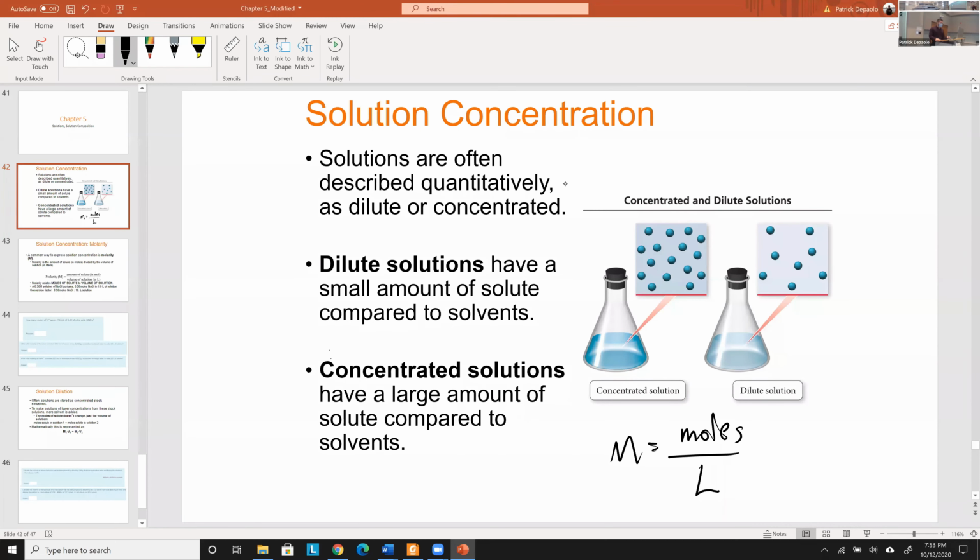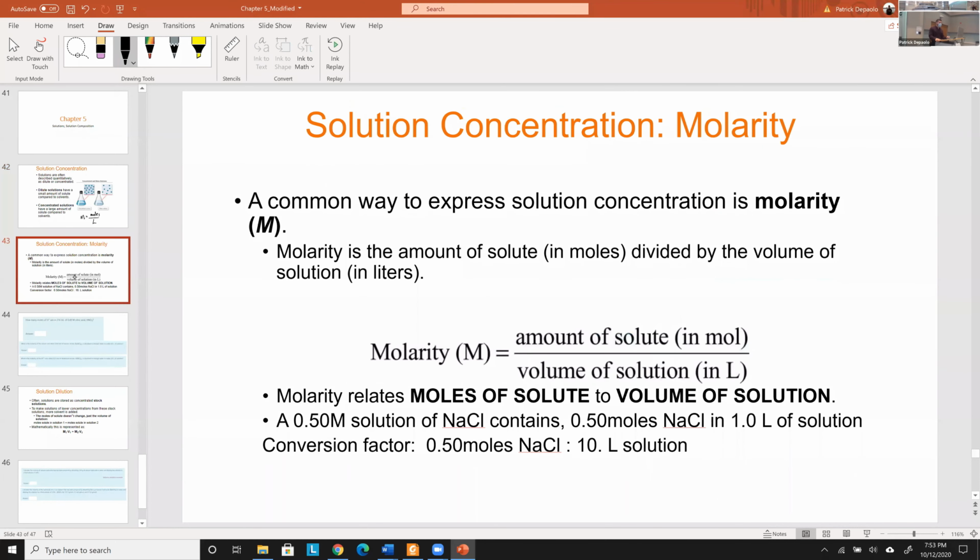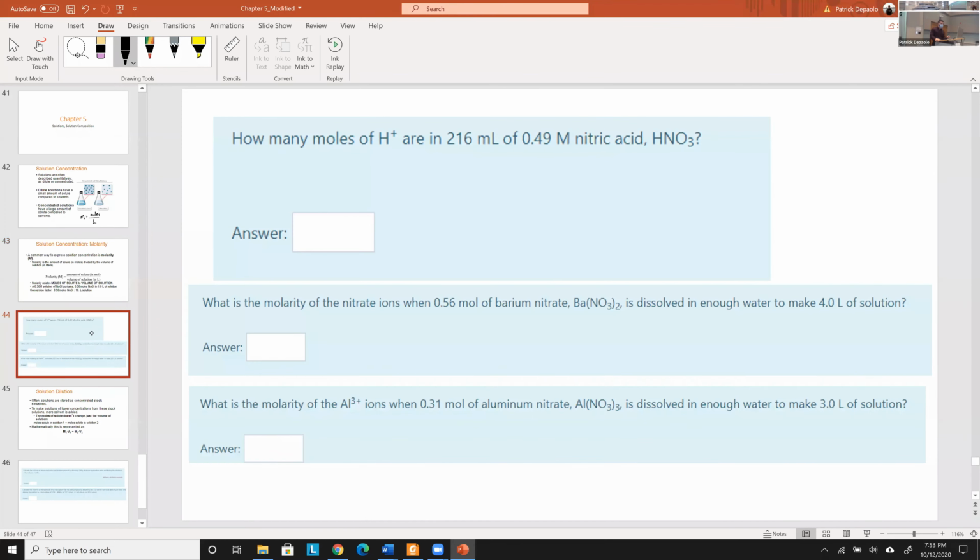So yeah. And there's molarity, there's the equation. Yep, we saw that already. Okay. Let's do examples. Okay, so how many moles of H plus are in 216 milliliters of 0.49 molar nitric acid?